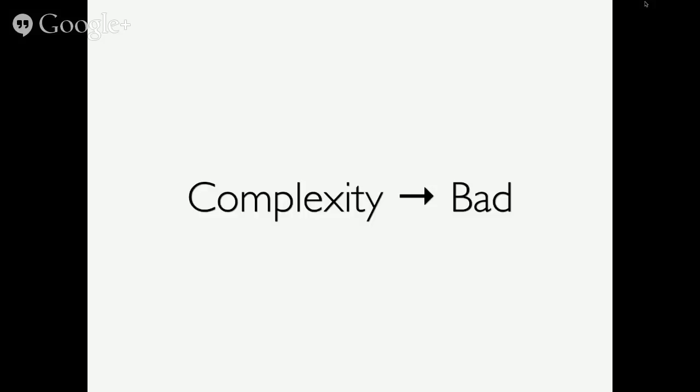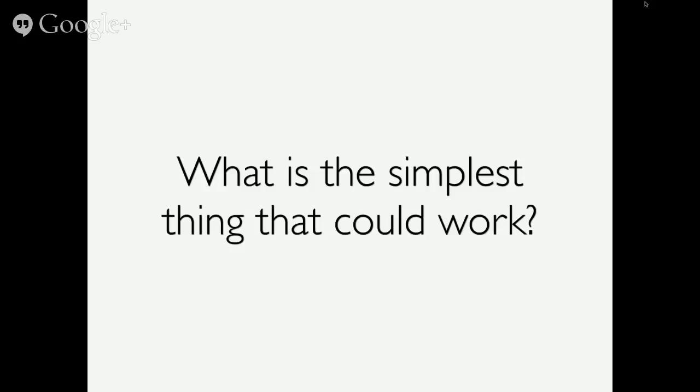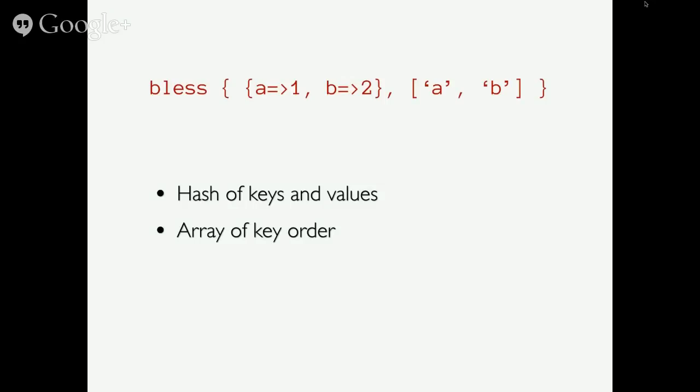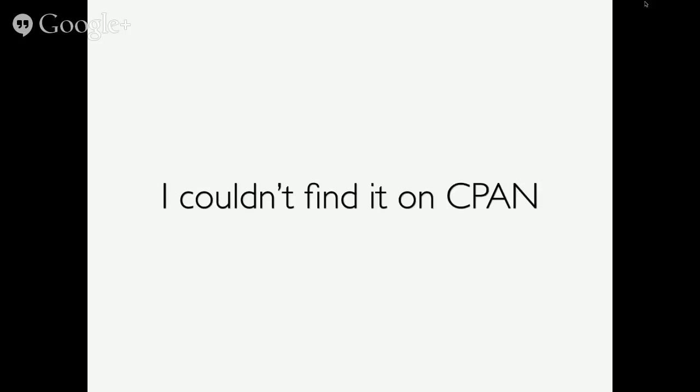And my general feeling is that complexity is bad. Some of you know that I'm a big fan of tiny modules. I like to write the smallest modules that can deliver the most bang for the certain lines of code. So I was thinking, what's the simplest thing that can work? And for me, it's this. Bless the hash reference and keep an array of the order of the keys. It's pretty straightforward. Pseudo hash. Yeah, very much like a pseudo hash. Straightforward. But I couldn't find it on CPAN. After digging through all this stuff and chasing it, it might well be there, but I couldn't find it.